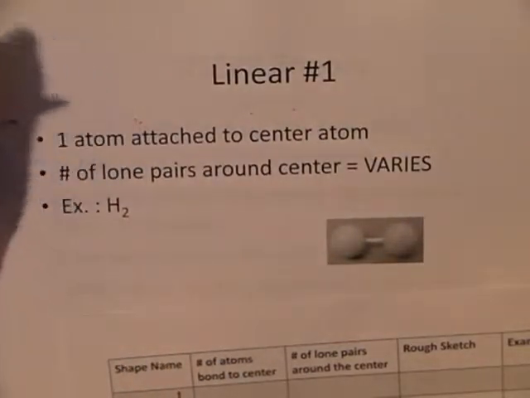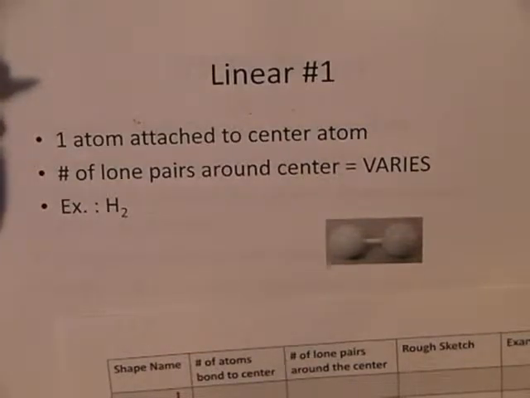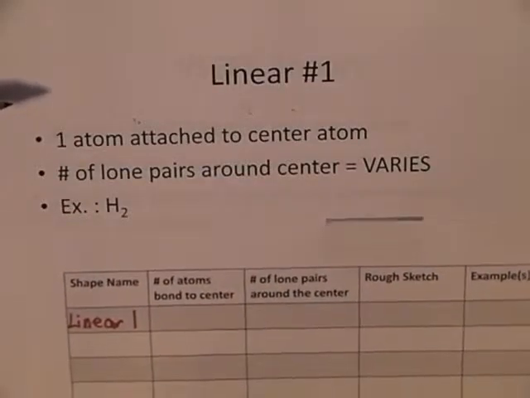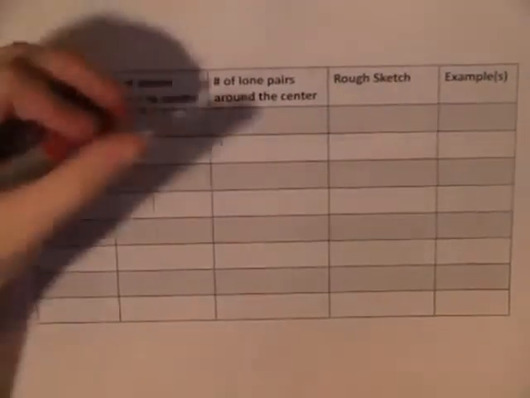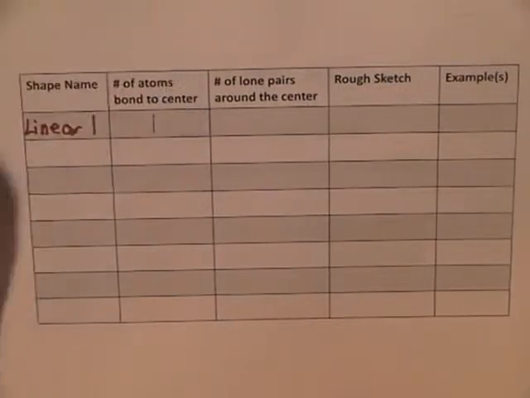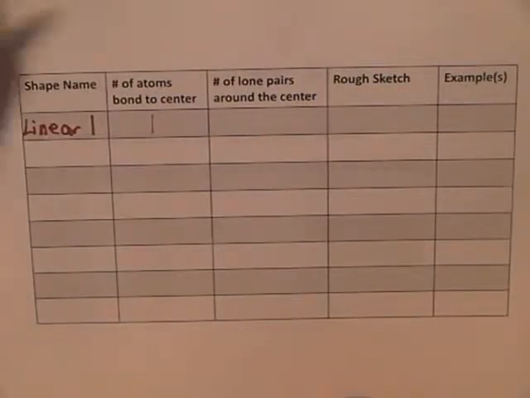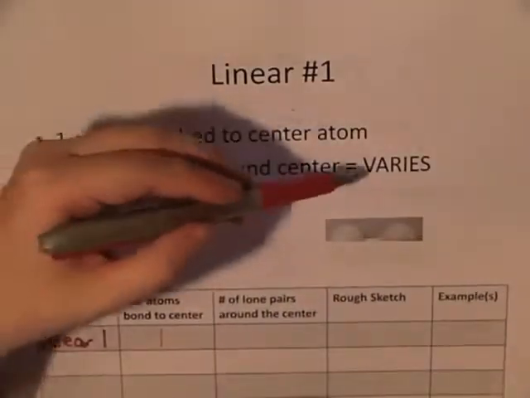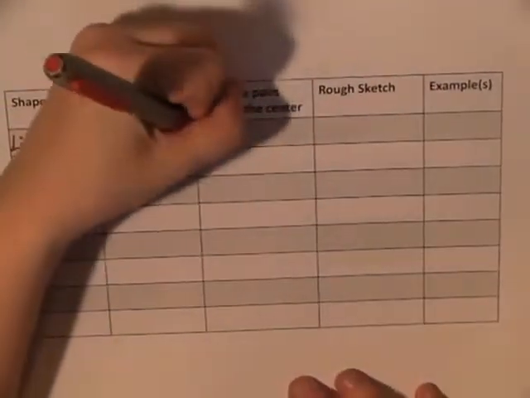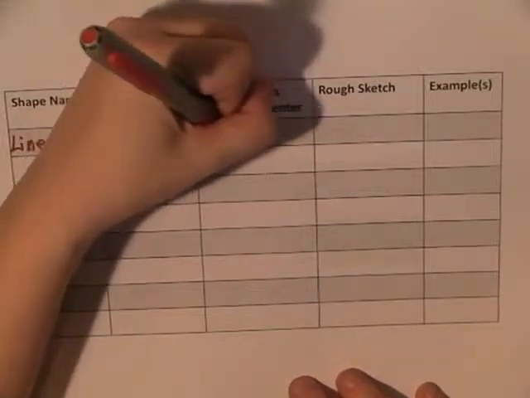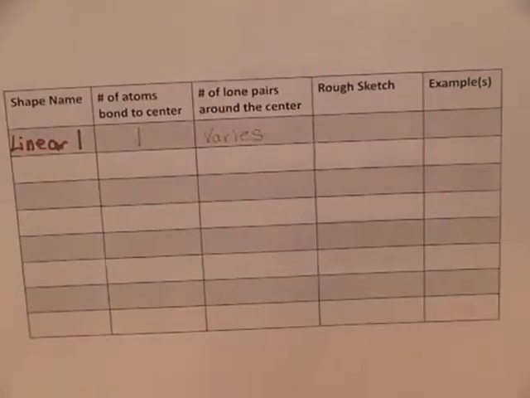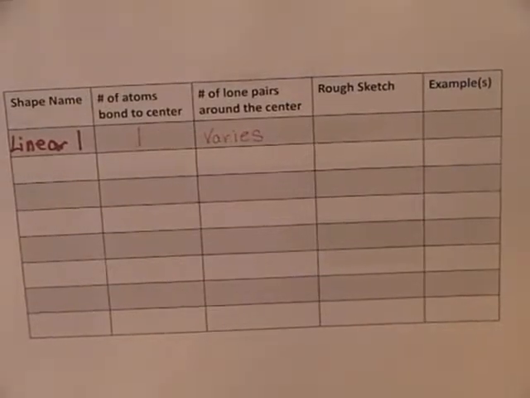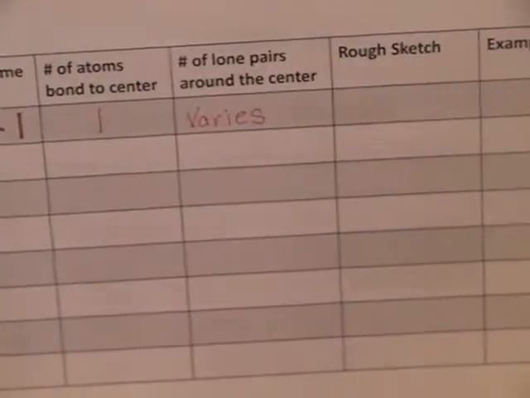or an easier way of saying that would be just in this box right here. So number of atoms bonded to the center, you just put 1, okay? Number of lone pairs around the center, you're going to put varies. And in all honesty, I'm probably just not going to ask you much about the lone pairs in a linear structure because they can be so different, okay? So don't necessarily worry about what that means or anything like that.